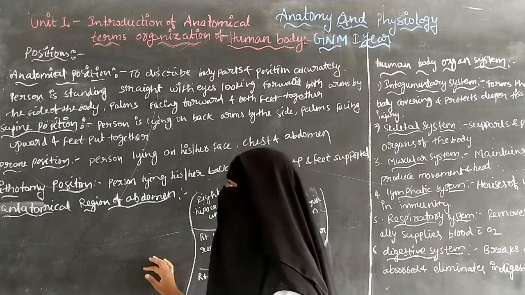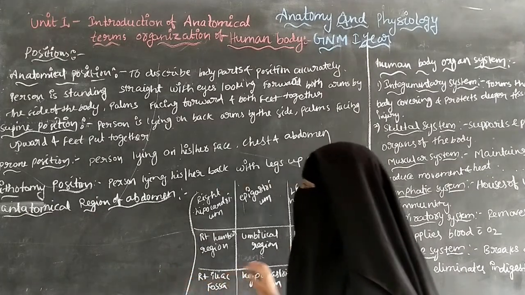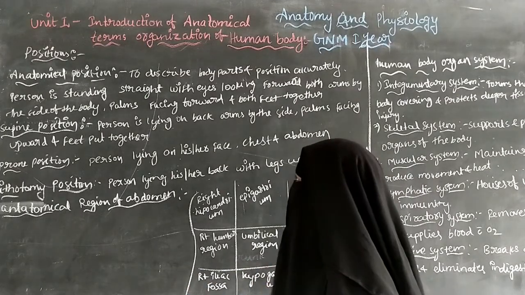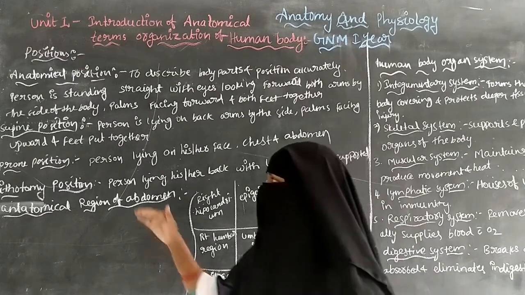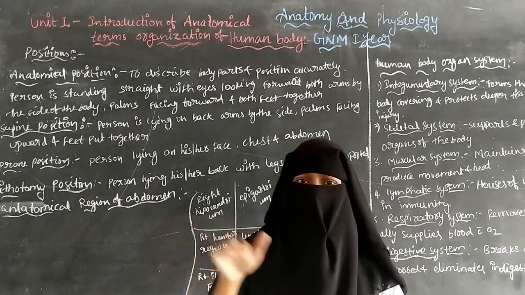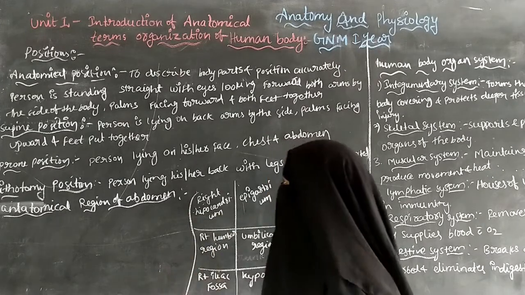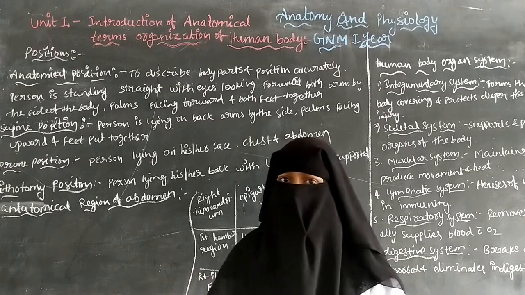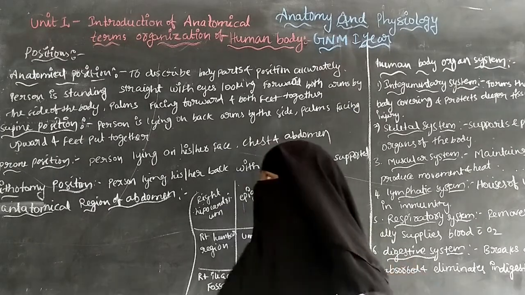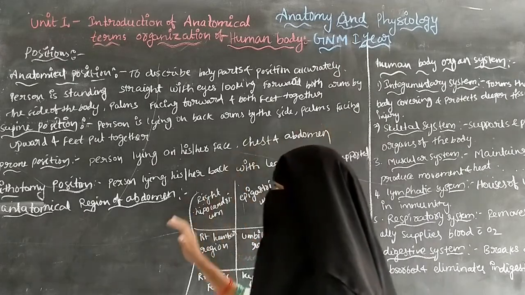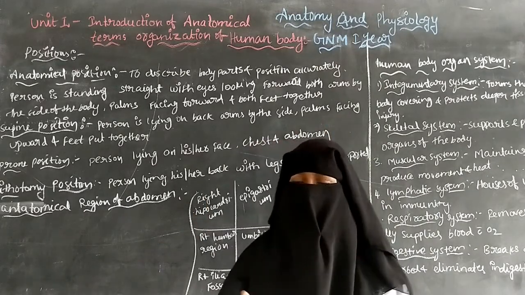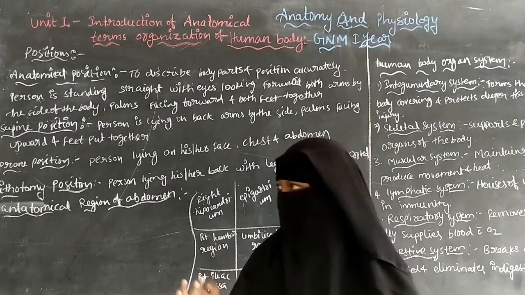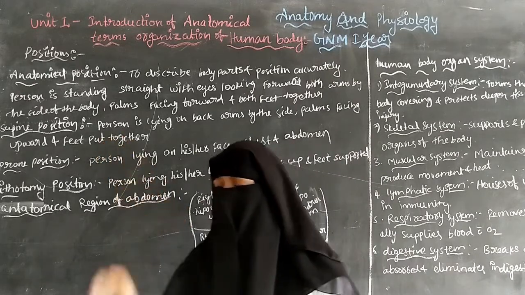The next one is the supine position. In this supine position, the person is lying on the bed on his back with arms by the side. Both arms are at the side of the patient, the back is on the bed, the palms are facing upward, and the feet are together. So it is a supine position.